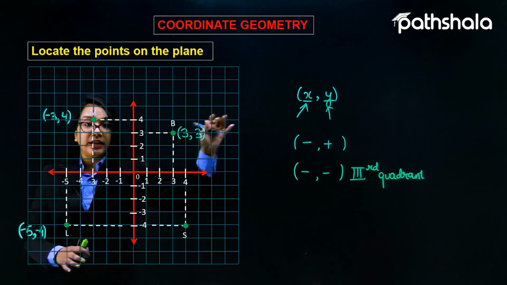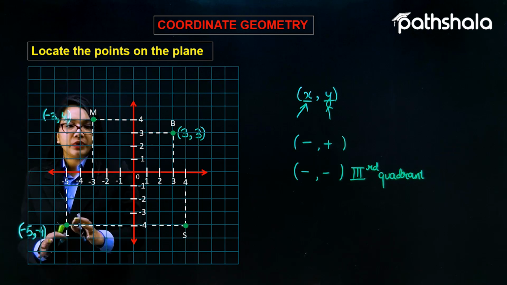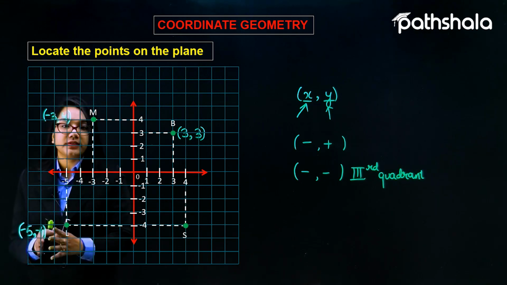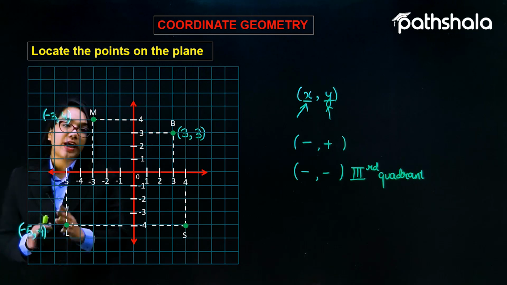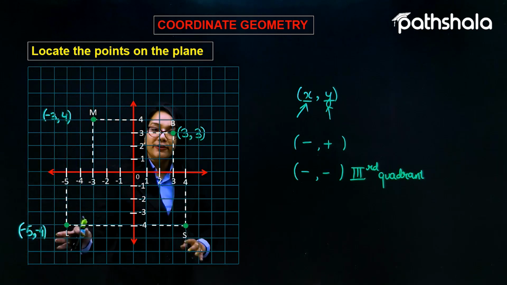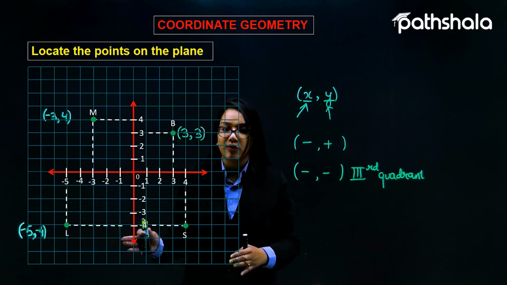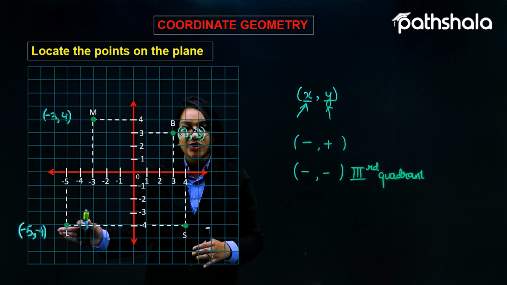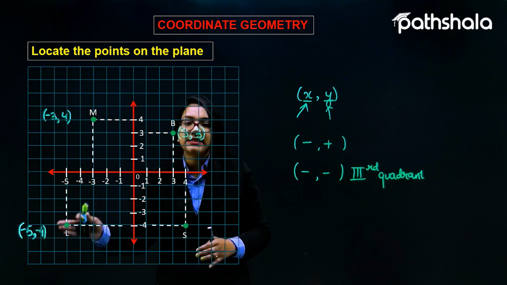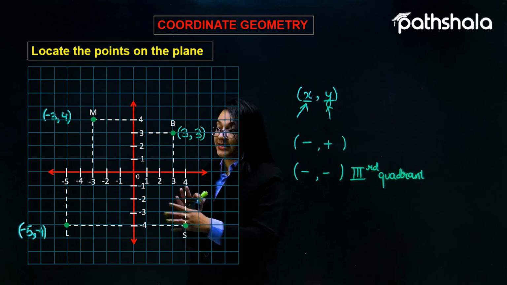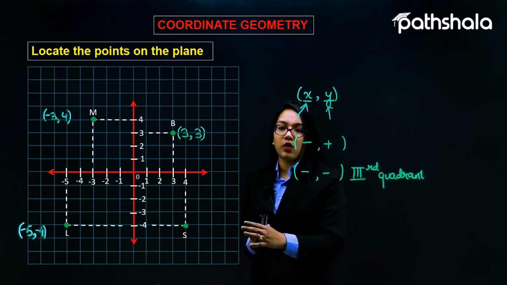As we can see over here, both of them have a negative sign, just as any point which is lying in the third quadrant will definitely have a negative and negative sign. So the coordinates of the point L are nothing but (-5, -4). L is joining with -5 on the x-axis, and it is joining with -4 on the y-axis. And similarly, let's talk about the coordinates of S.